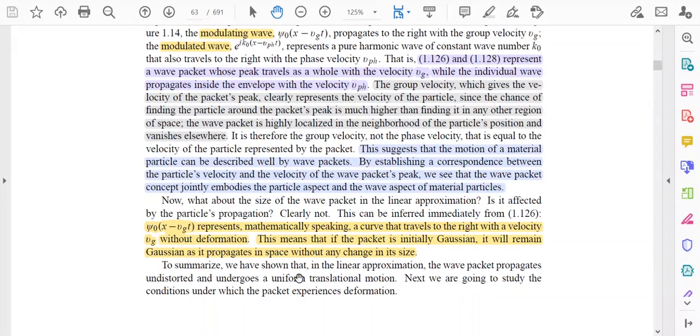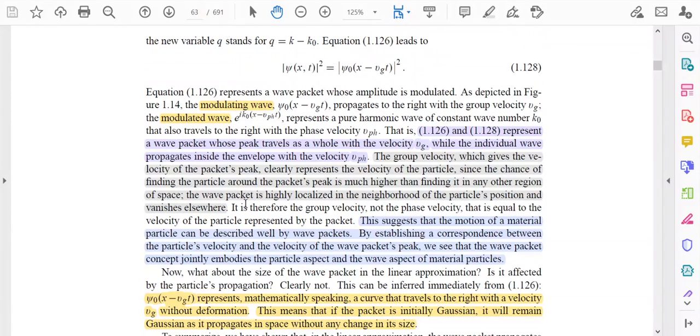To summarize, we have shown that in the linear approximation, the wave packet propagates undistorted and undergoes a uniform translational motion. So if we use the linear approximation, what can we observe? The first thing is that there will be modulation in the amplitude of the wave packet. So there will be a modulating wave, and there also will be a modulated wave.